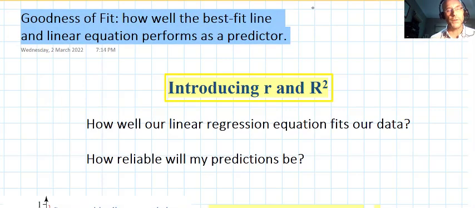Goodness of fit, in fact. We're looking at how well a best fit line and its resulting equation works as a predictor. And so we're going to introduce the idea of r, lowercase r, and R squared, usually written as an uppercase. They're about how well our linear regression equation fits our data.